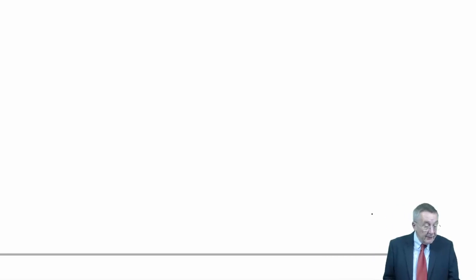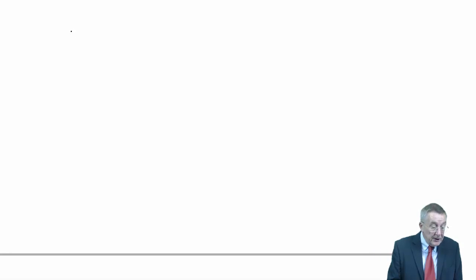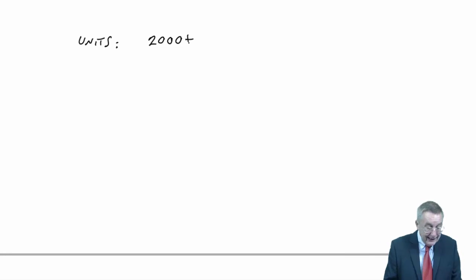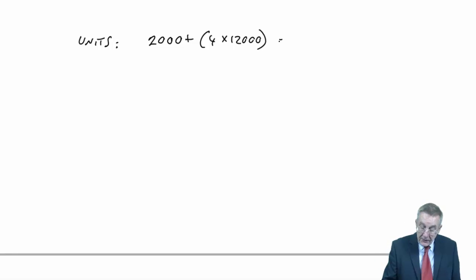It says the life cycle cost per unit. Well, how many units are we producing over the entire life? Over the entire life, it says 2,000 units in the first year, and then for each of the remaining four, it'll be 12,000 units. So a total of 50,000 units.